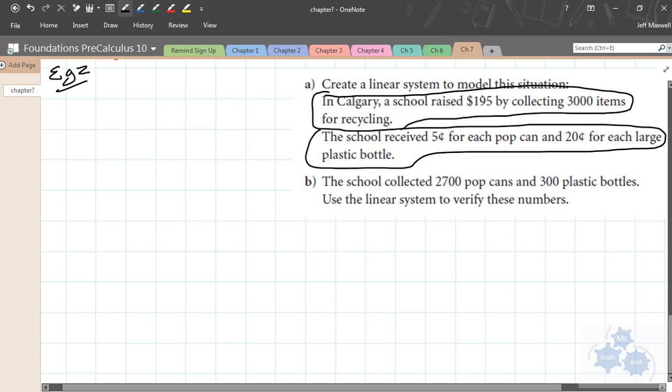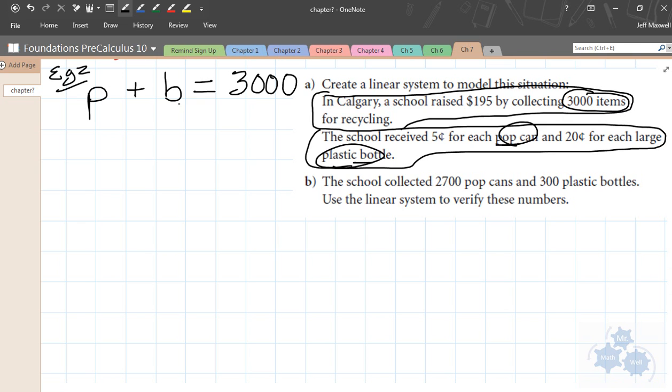So let's do the variables first, that's important. Pop cans and bottles. Okay? So we've got pop cans and bottles. How many pop cans and bottles do we have in total? We have 3,000 items that are pop cans or bottles. So this is your first equation, or one of them. So usually in these problems, you're going to have an equation that's just about the number of things. It's simply going to be one variable plus another variable equals a number. That's usually going to be one of the equations.